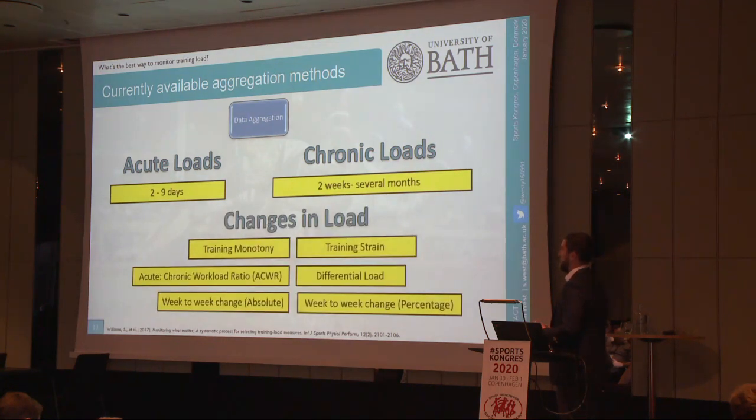The third type then is changes in load. Alan's already spoken about the acute chronic workload ratio, and I'll touch on that in a second, but there are other ones: training monotony, training strain, things like week-to-week changes and differential load. So there's lots of different available options, and I'll quickly touch on some of those now.